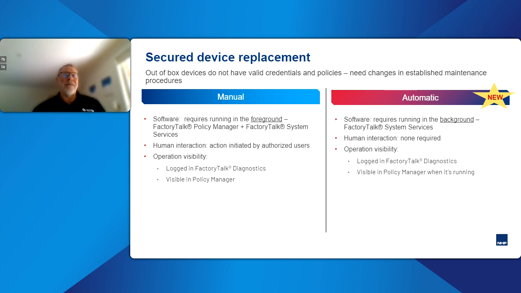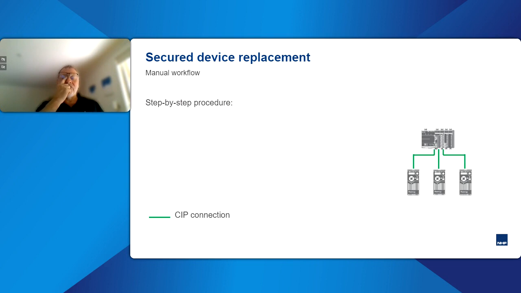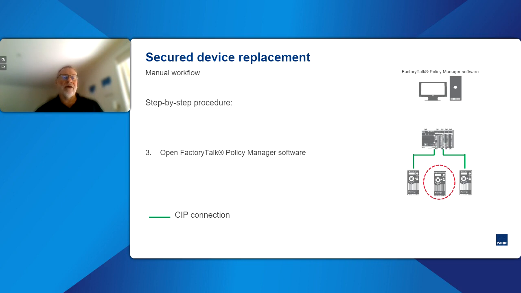So what came in 6 or 12 months ago was this automatic policy replacement. I'm just going to talk about these two workflows a little bit in the next couple of slides. On the first one, the manual workflow, if you lose the connection to the device, you replace it with a new one, and then you have to open up FactoryTalk Policy Manager and push the policy down to that device.